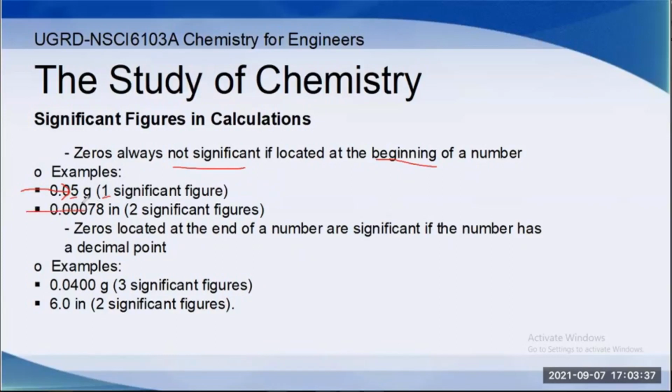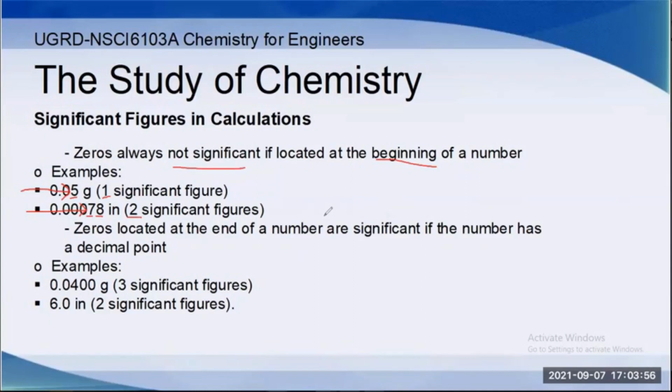Next example. First non-zero digit is 7. Significant, significant. So all of the zeros before that are not significant. So 2. Okay? Right. So let's proceed to the next rule.